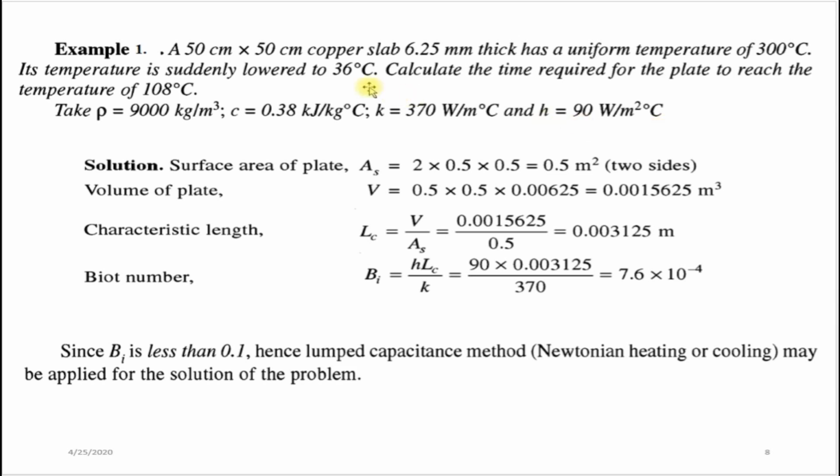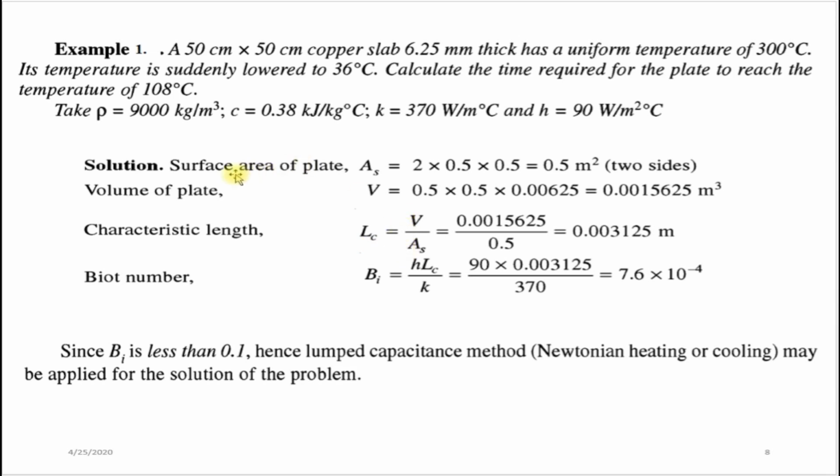So it is a transient state problem or unsteady state problem. The temperature with respect to time is changing here. So first we have to find out Biot number. If it is less than 0.1, we can use lumped capacitance method. For that Biot number, we have to find out characteristic length LC. For that we need volume and surface area.